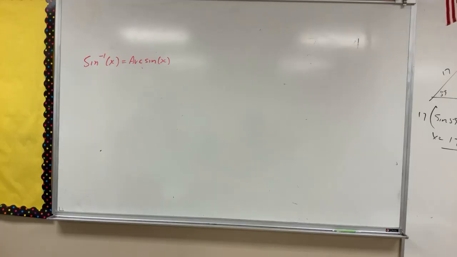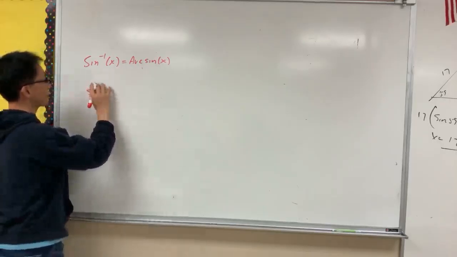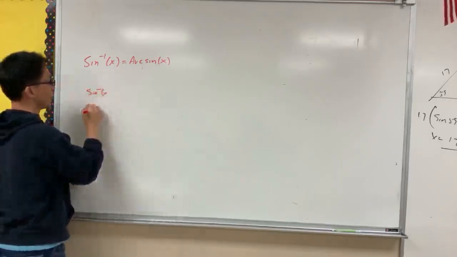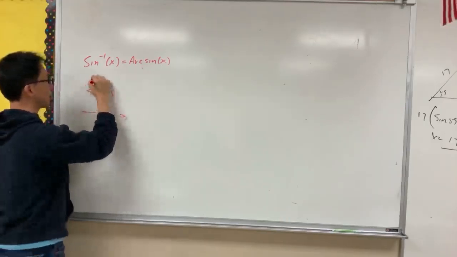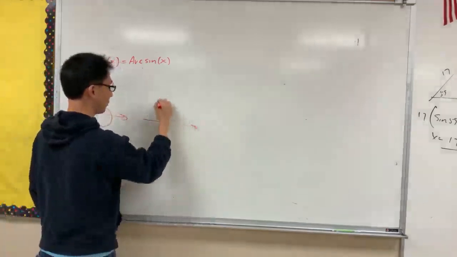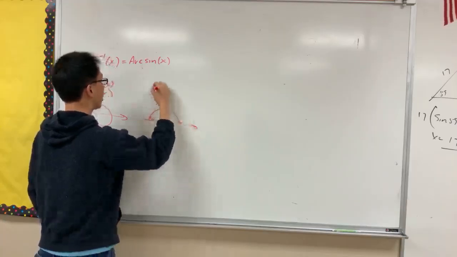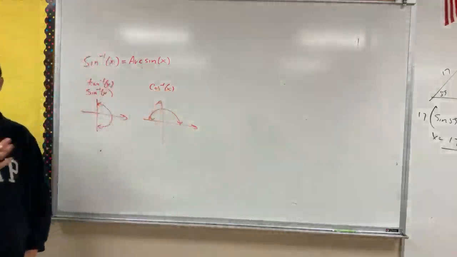You guys should know this, right? Do you know the arcsine restriction, the arctan restriction, and the arccosine restriction? Sine inverse covers pretty much this quadrant to this quadrant, and tan inverse is similar. For arccosine, it's gonna be right here. So that's a restriction. You don't pass that.